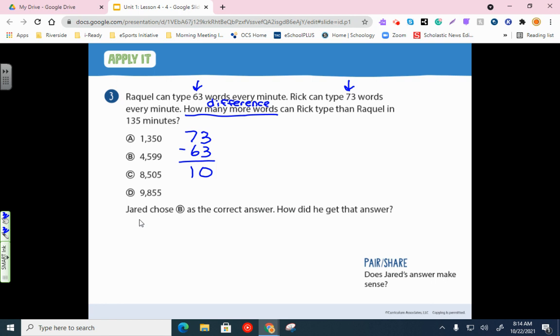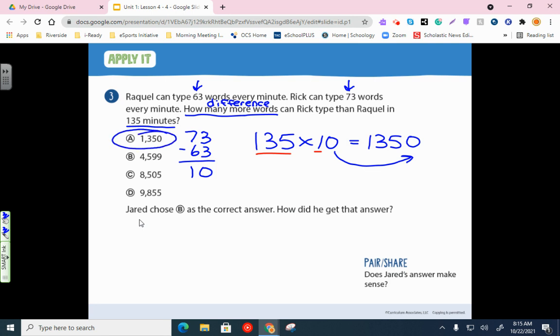In fact, we know that both of them typed 135 minutes, and the difference between what they typed was 10. So let's multiply this by 10. And we learned the other day, just multiply these together, which is pretty easy. Any number by 1 is that number. And then bring your 0 over, and it's going to be 1,350. And that's how many more words that they can do.